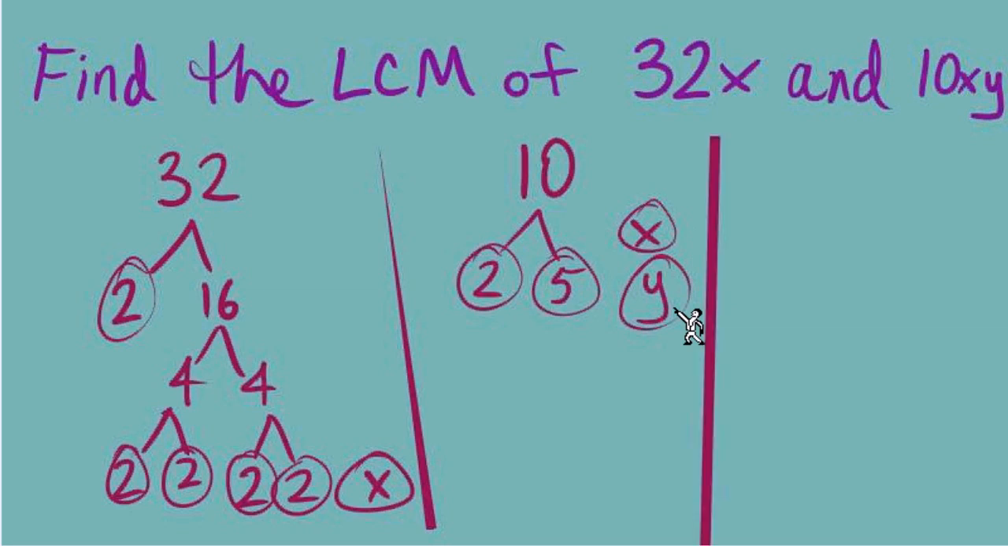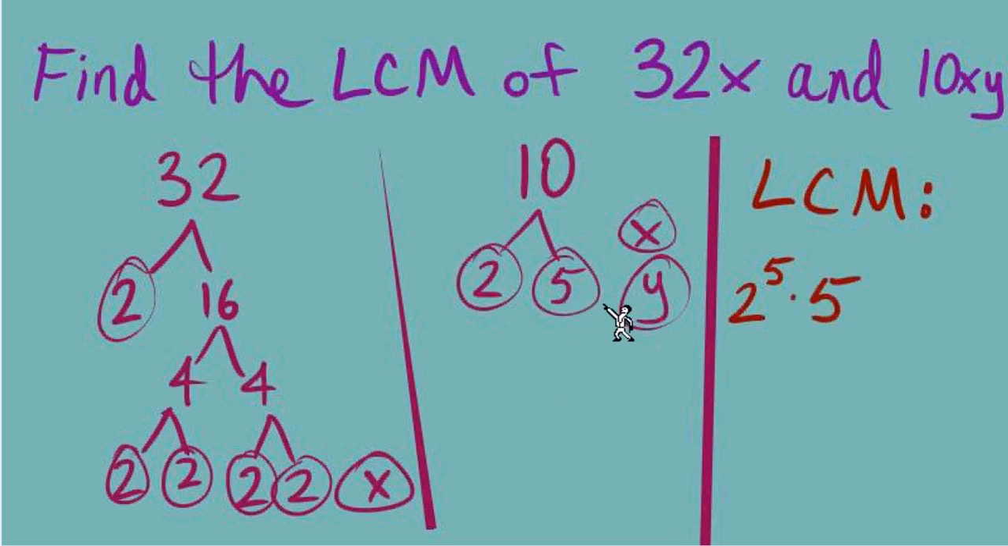We'll build our LCM the same way. Think about we have to use them all, so 2s and 5s and x's and y's. Where do we see the most 2s? Definitely on our first tree, we had 5 2s. Okay, next 5, we have just 1 5 right here.